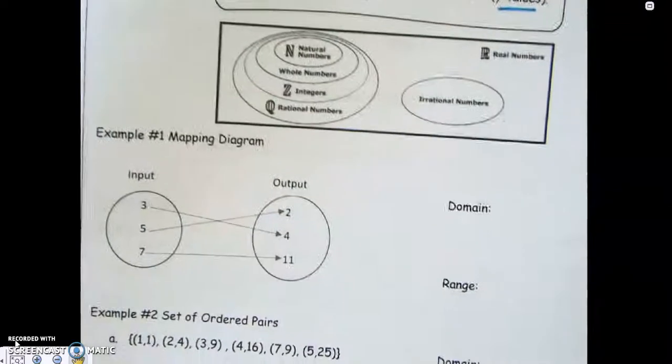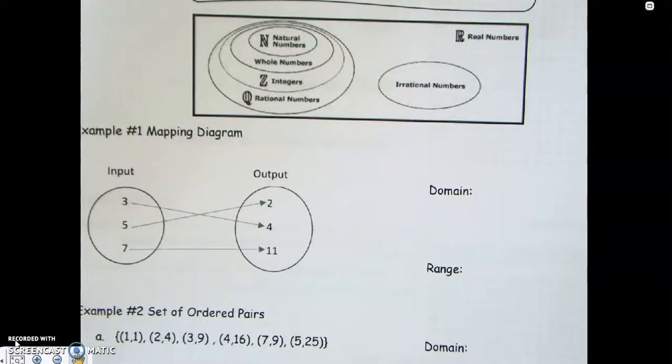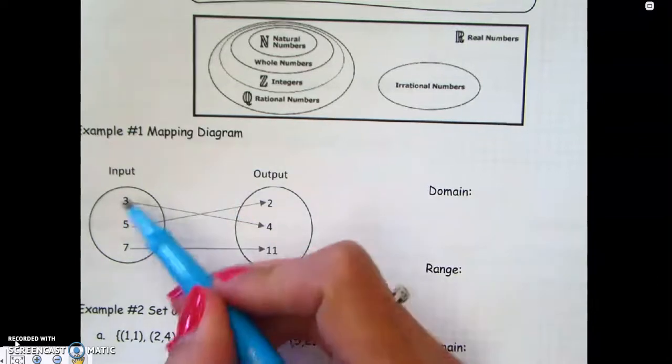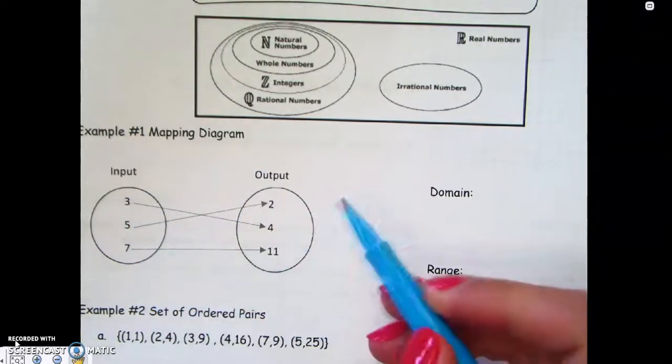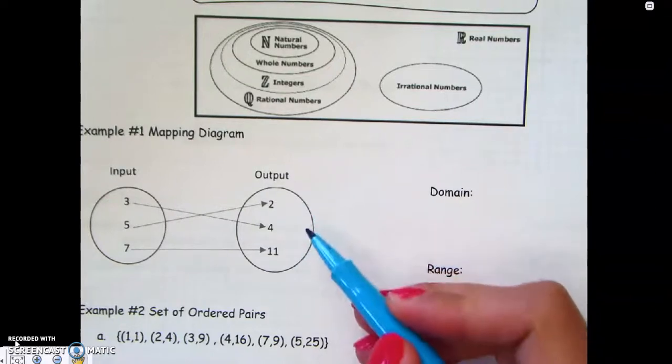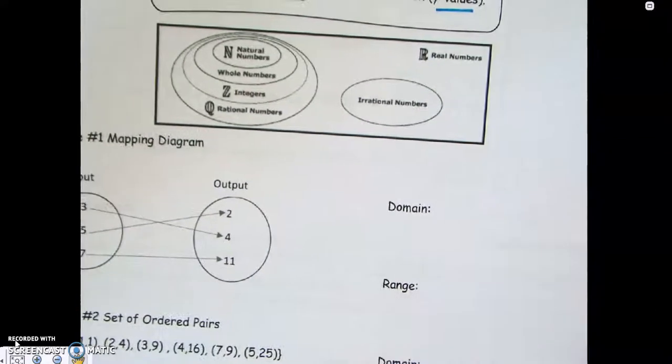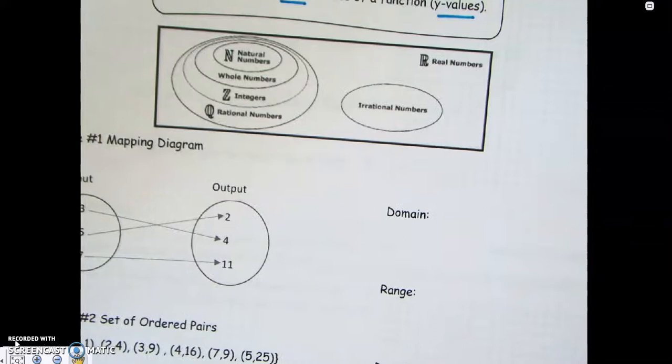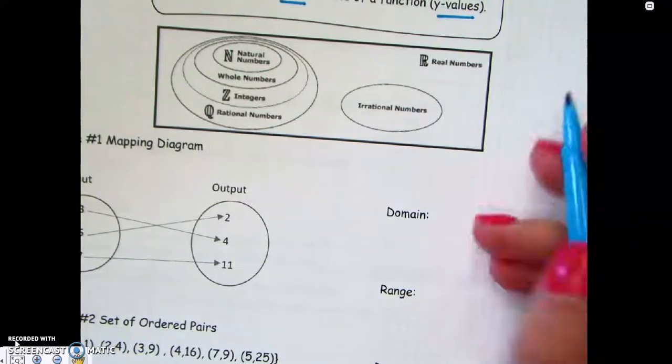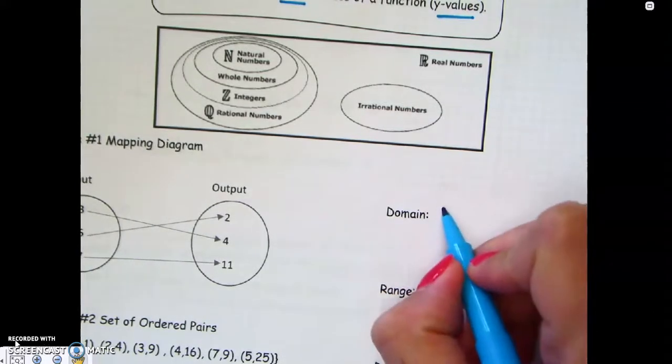So example number 1, you might see something like a mapping diagram where there's not necessarily a rule to get from one input to the output, but it's already kind of laid out for you like this. And so the domain would be all of the numbers that are in the input circle, and the range would be all the numbers in the output circle. So the way we notate this, and the hardest part about domain and range, I think, is the notation of it, is we put it in what's called set notation.